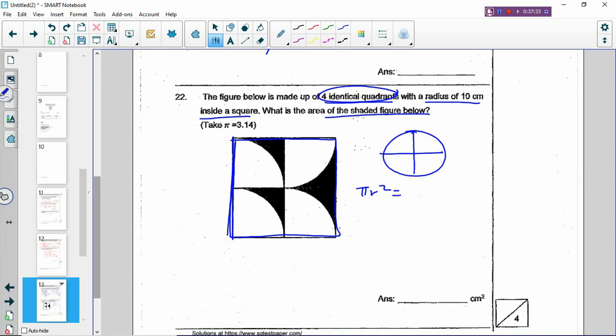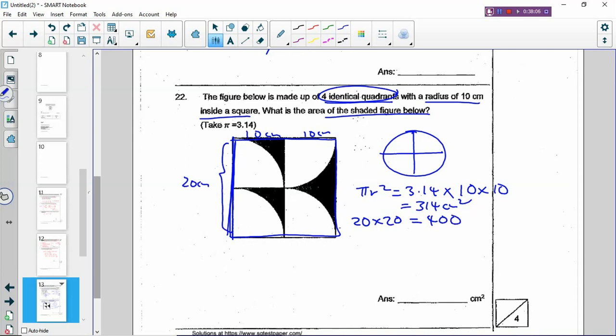And what do I get? Pi is 3.14, and the radius is 10. The radius of the quadrant is 10 cm. So pi r square means pi times 10 times 10, and you will get 314 cm square, which is the area of the unshaded quadrants. Then I have to find the area of the whole square, which is 20 times 20. So 20 times 20, I will get the area of the whole square.